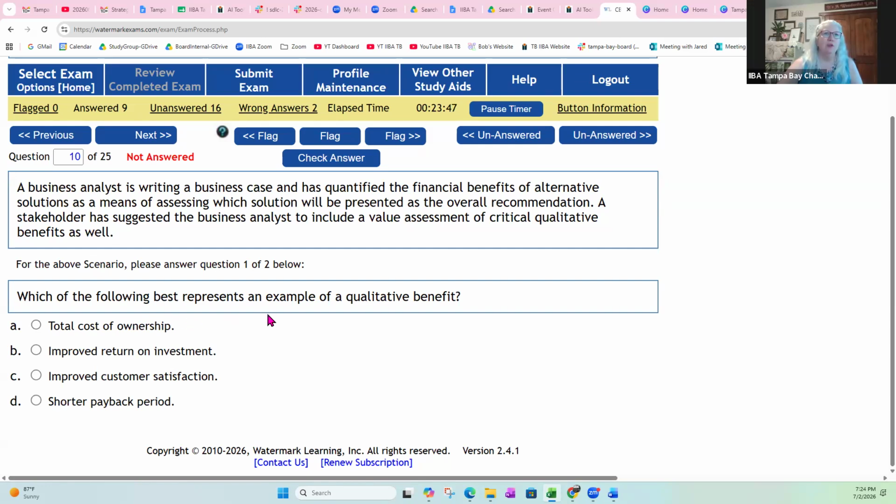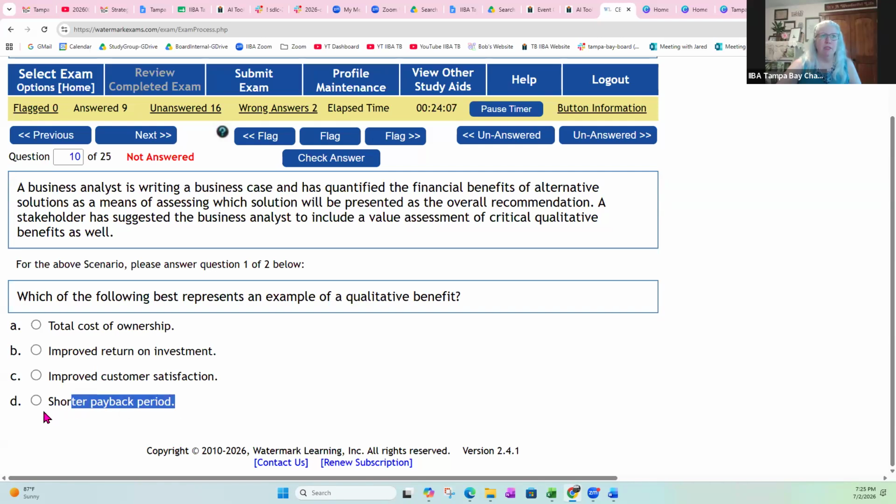So which of the following best represents an example of a qualitative benefit? Qualitative means quality, not quantitative, which means numbers. The total cost of ownership, improved return on investment, improved customer satisfaction, or shorter payback period.